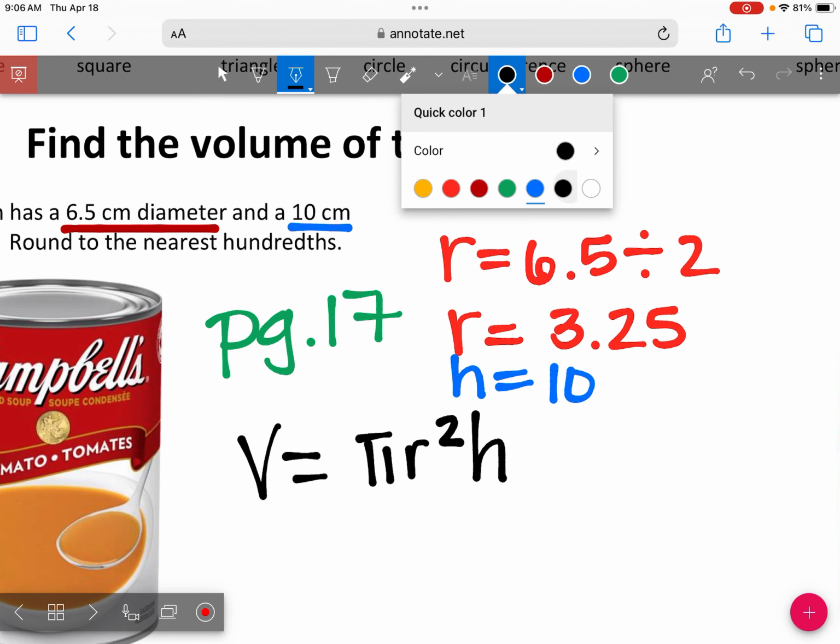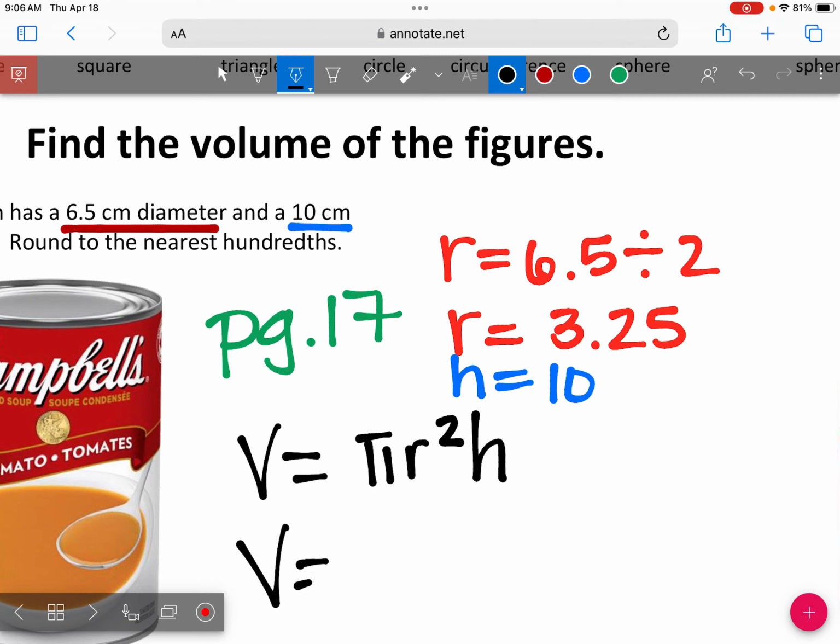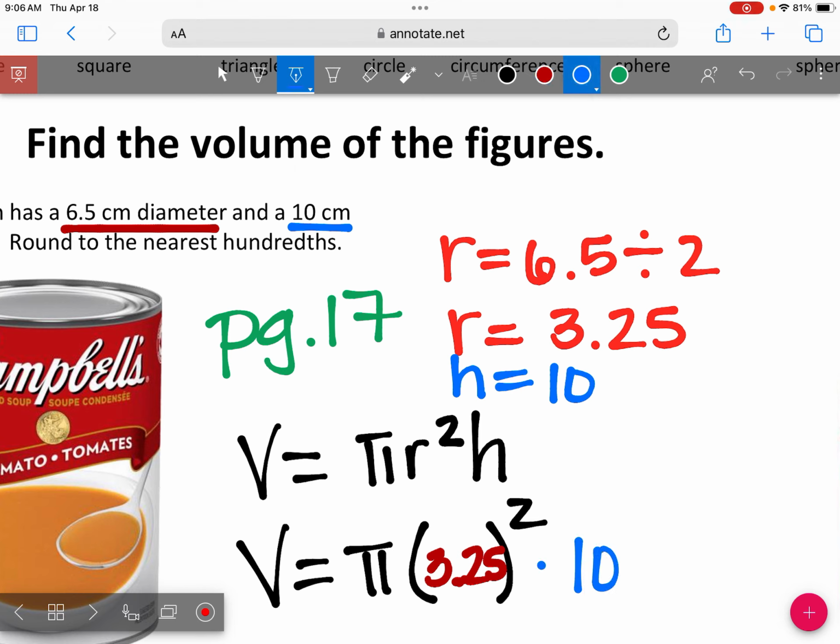And to find the volume, it's going to be pi. And then the radius, which we said is 3.25, times the height. So take a minute and type that in.